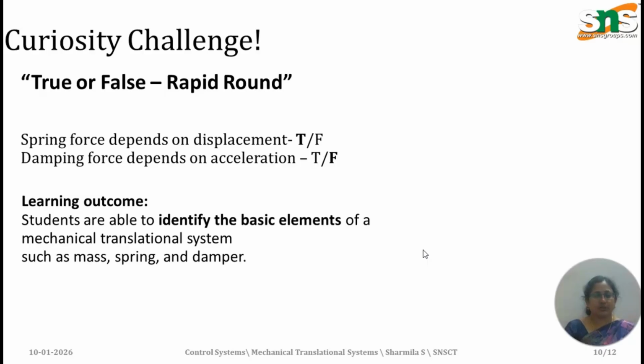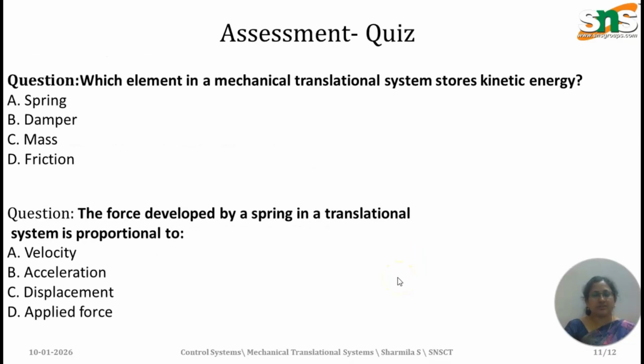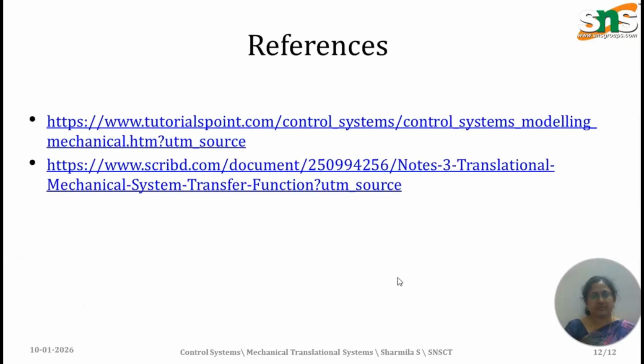The learning outcome of this session is that students are able to identify the basic elements of a mechanical translation system such as mass, spring, and damper. Now the assessment session. The first one: which element in a mechanical translation system stores kinetic energy? That is mass. And the force developed by a spring in a translation system is proportional to? That is displacement. And these are all the references. Thank you.